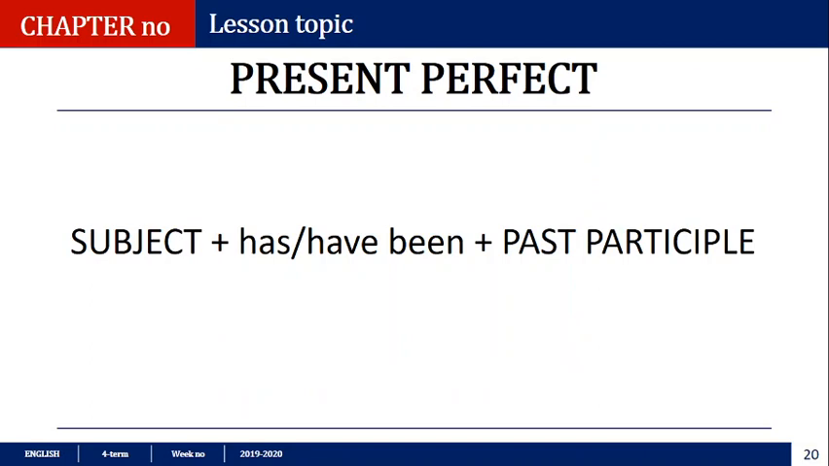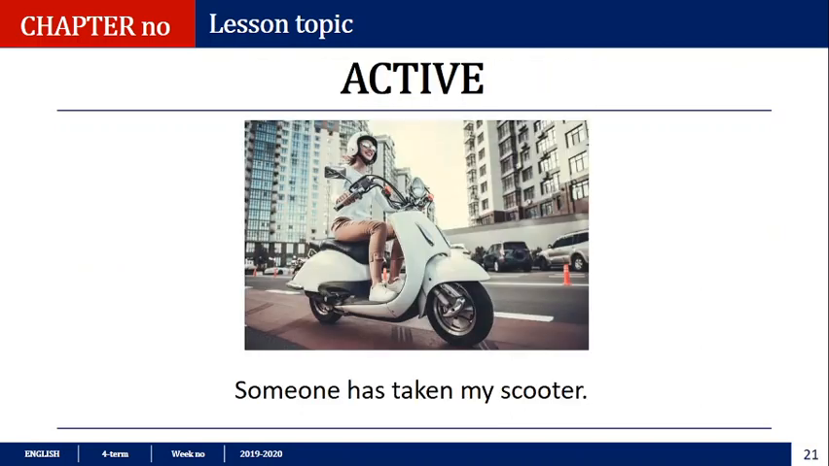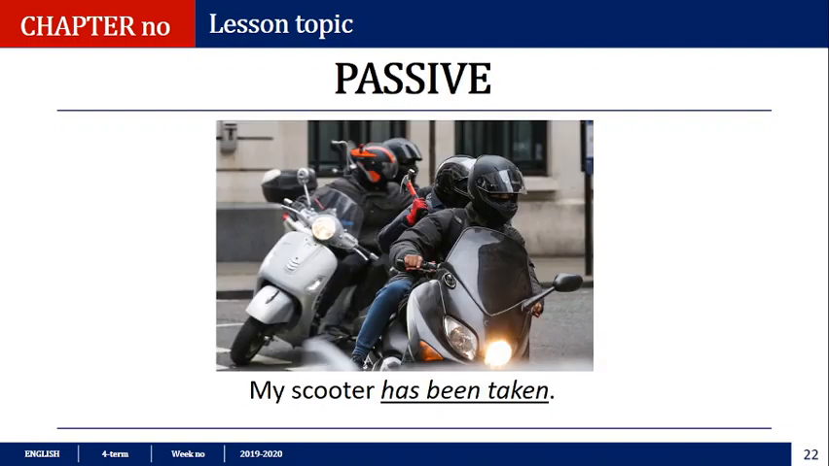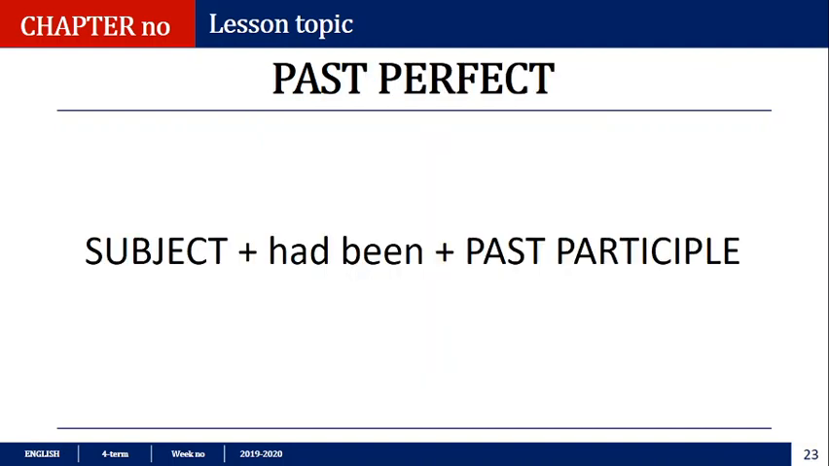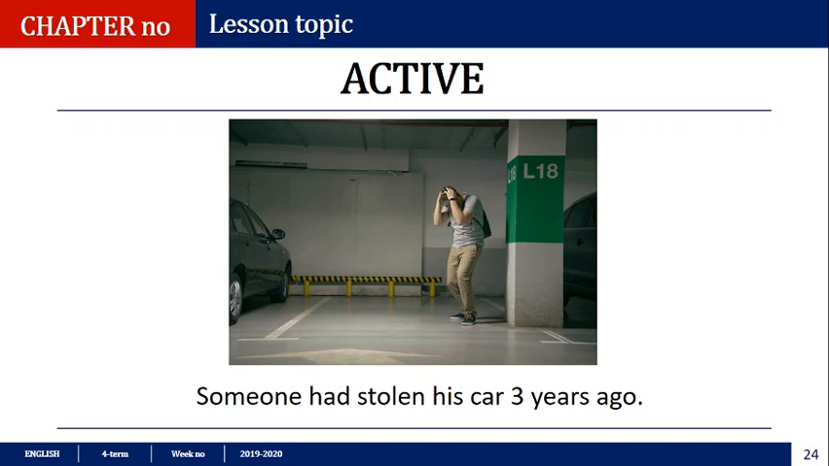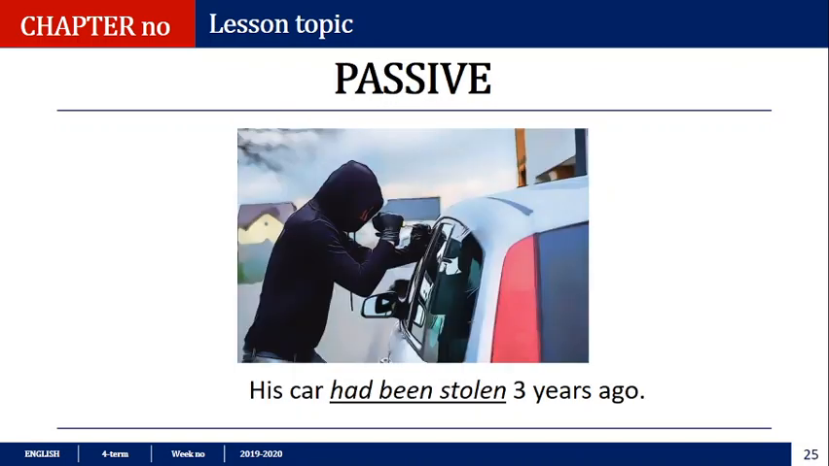As to the present perfect, we use has, have, been plus past participle. Active form, someone has taken my scooter, and my scooter has been taken. The next is past perfect. We use had been plus past participle. So the active voice, someone had stolen his car 3 years ago. And in the passive form, his car had been stolen 3 years ago.